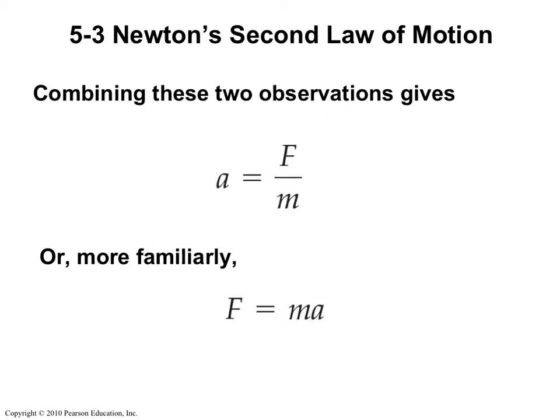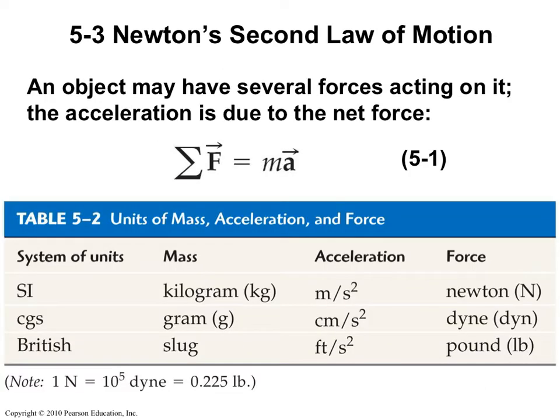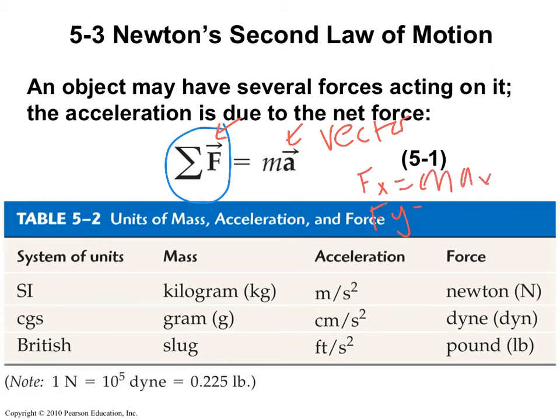Two different ways to write it: acceleration equals force over mass, or force equals ma, which is something we've probably seen before. Newton's second law is more than F equals ma. It's the sum of all the forces equals mass times acceleration. Something you'll note is that this arrow right here means that something is a vector. So if I have forces going in the x and the y, I need to break this up in the x direction and in the y direction.